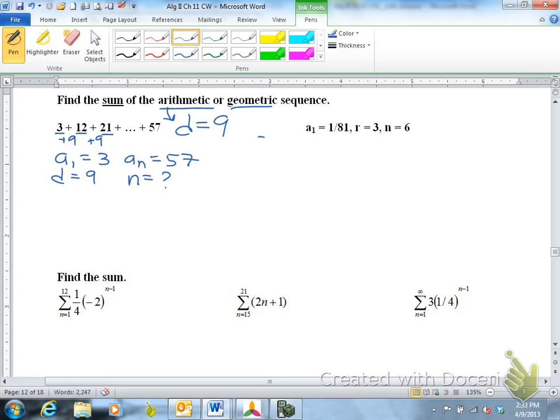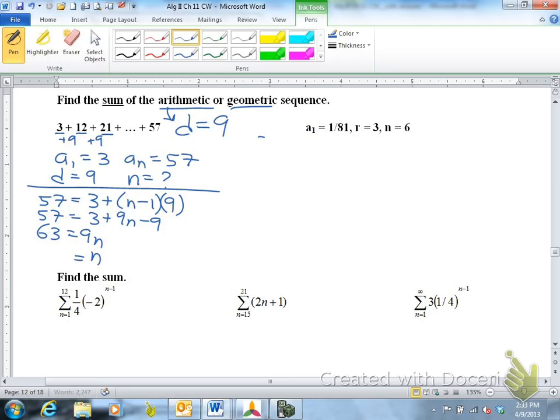We could find n pretty easily if we just generate all the numbers, and we could count how many numbers there are. To use the formula, we would have A sub n equals A sub 1 plus n minus 1 times D, which is 9. So 57 equals 3 plus 9n minus 9. That's -6. Add 6 to both sides is 63. So n is 7.